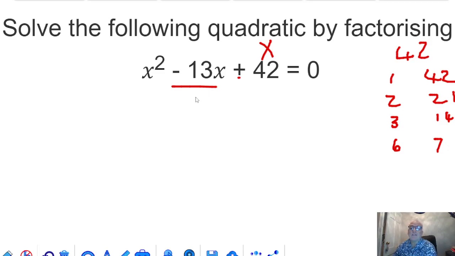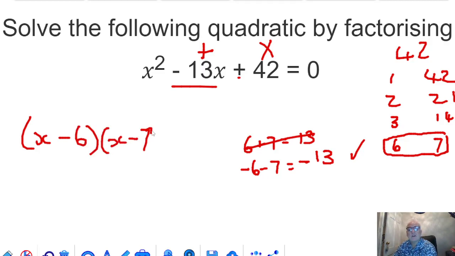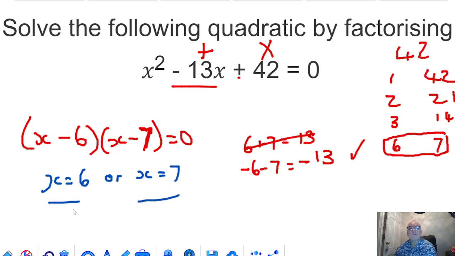Now I want 13 as my answer, my middle term, when I add it together. Okay, -13. Now we can see straight away 6 and 7 is going to give me 13. So 6 plus 7 would equal +13. So if I want -13, -6 take away 7 is going to give me -13. And that's the one that I want. So the two terms I'm going to use are -6 and -7. So I've got x minus 6, x minus 7 equals 0. And then using our trick that we did earlier, x is going to equal 6 or x is going to equal 7 for my two solutions.